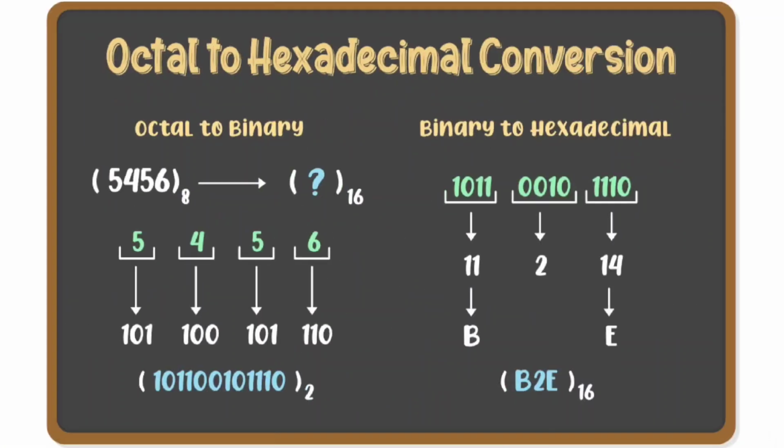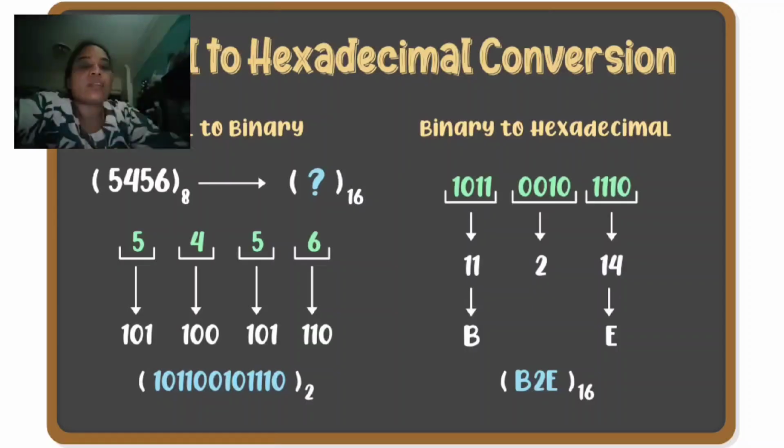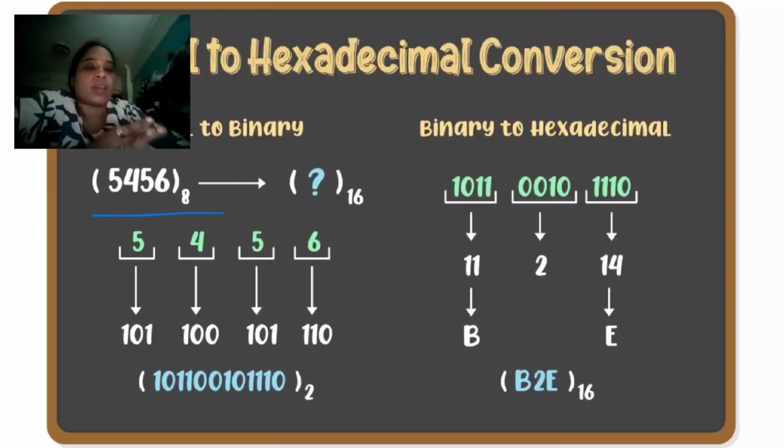And next, octal to hexadecimal conversion. Okay, so here you can see octal number is 55456. Okay, so base 8. So same thing which I have applied right now. Okay, so I am going to split like this: 6 5 4 5 5. Okay, so now you deduct that binary value.